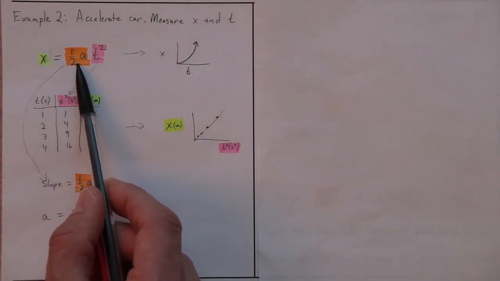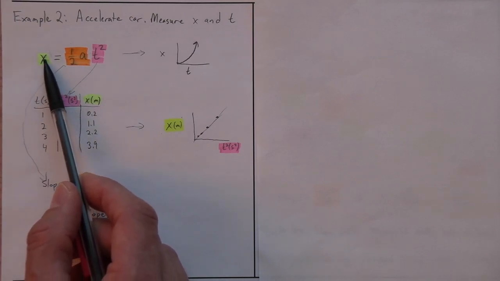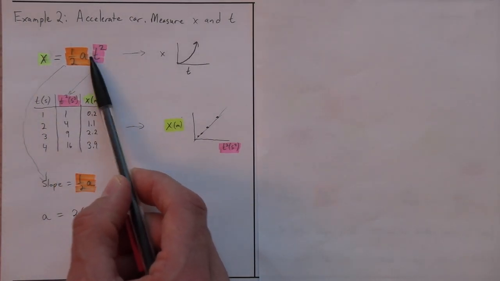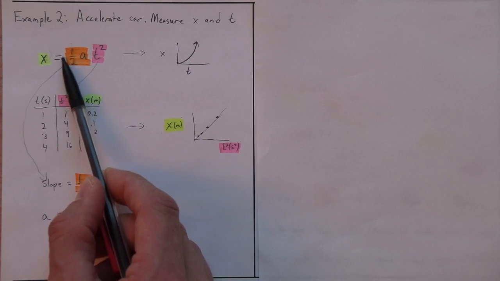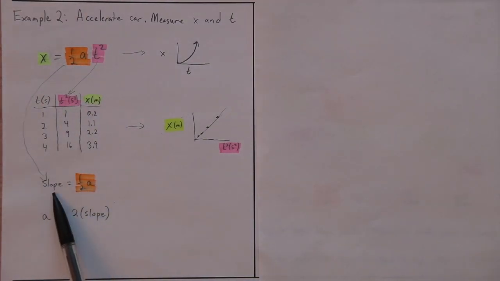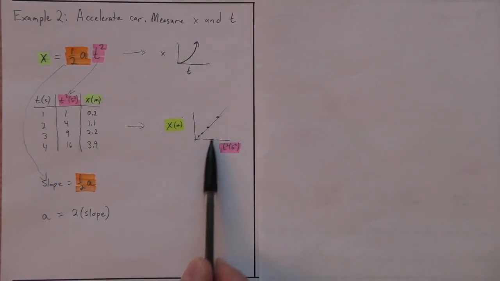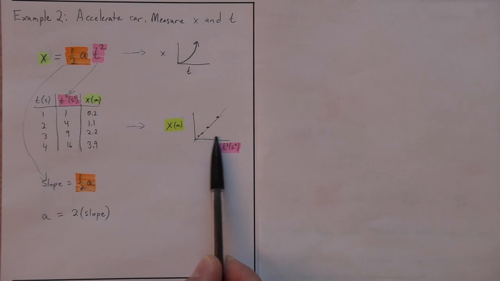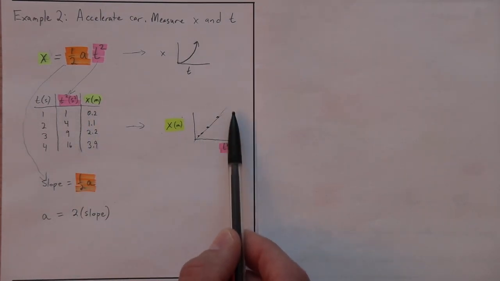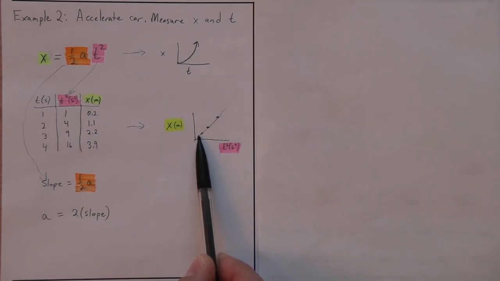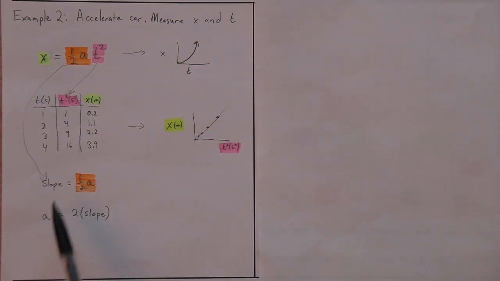From y equals mx plus b, if this is on the y-axis and this is on the x-axis, this term in front is the slope. So the slope is half the acceleration. If you want the acceleration of this car, calculate the slope of this line, make a nice big triangle, rise over run, not using data points. The slope of the line. Multiply it by 2, and you have the acceleration of the car.